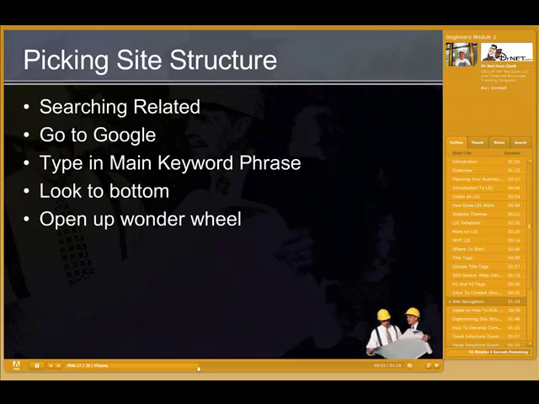We're going to go to Google, search using our main keyword phrase, scroll down to the bottom, and also open up Wonder Wheel and start looking at and making notes of potential site structure. This is the beginning stage based upon what Google is giving us, because Google's the best database house in the world. They are the king of data. They know what people are searching for. They house that data, and their object is to help people get to that data quickly. So they're going to give us a huge chunk of what our site structure should be.